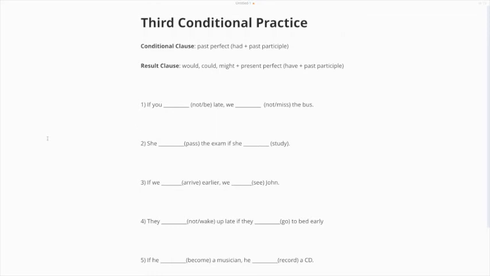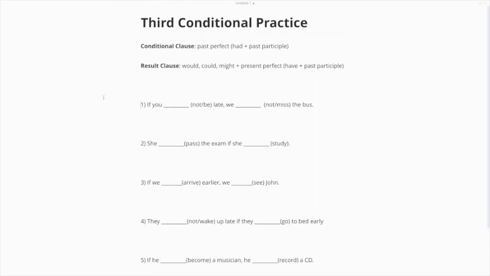Okay, now let's do some practice on the third conditional. Here we have a little reminder for each of the clauses. What tense are we going to use? Remember, for the conditional clause, we're going to use the past perfect, which is had, and the past participle of the verb. For the result clause, we're going to use either would, could, or might. We're going to decide which of these we're going to use. And we're going to add also the present perfect, which is have plus the past participle of the verb.